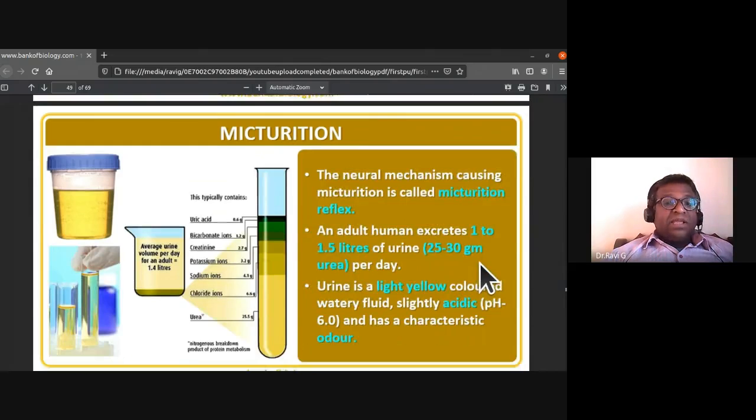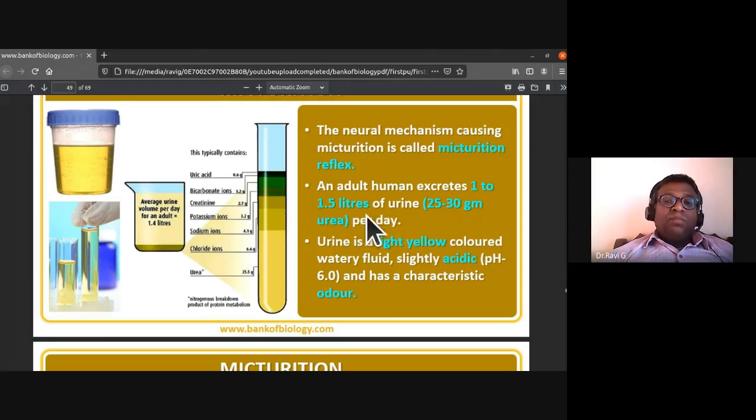An adult human excretes 1 to 1.5 liters of urine per day, and 25 to 30 grams of urea is thrown out or removed from our body per day. So remember these facts.